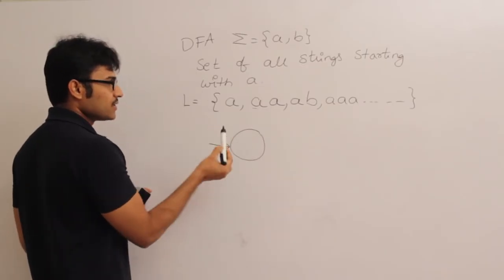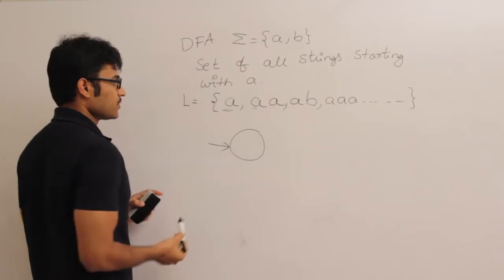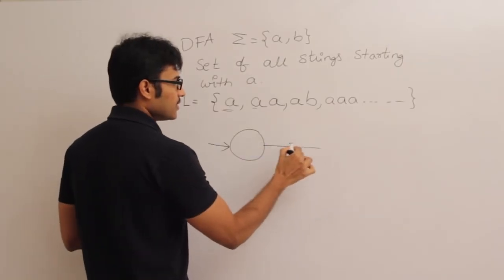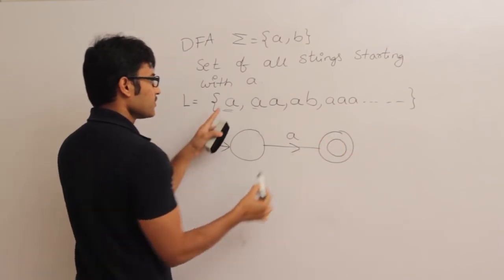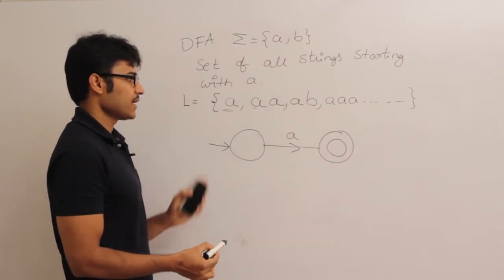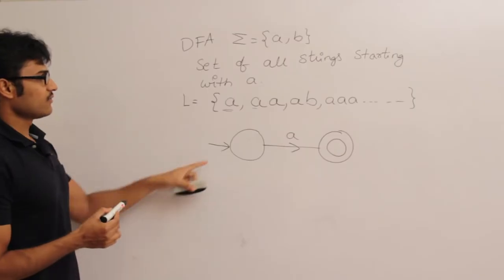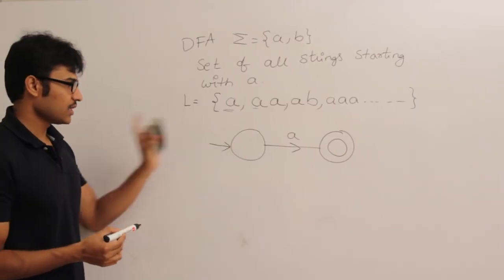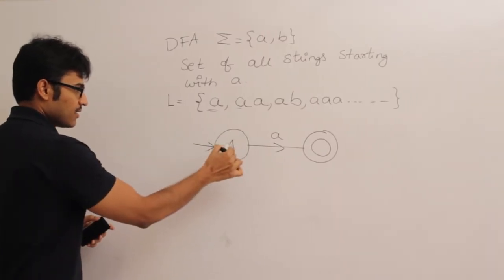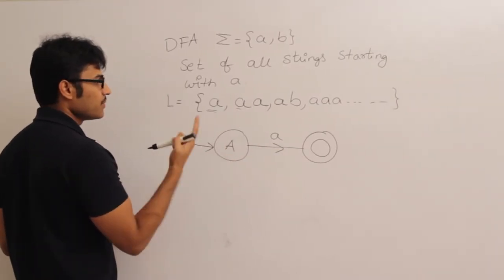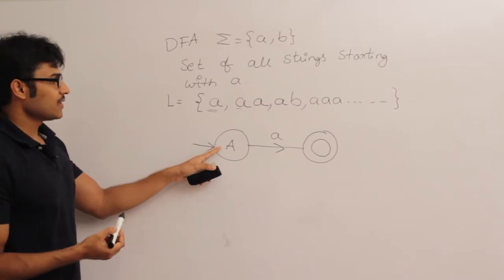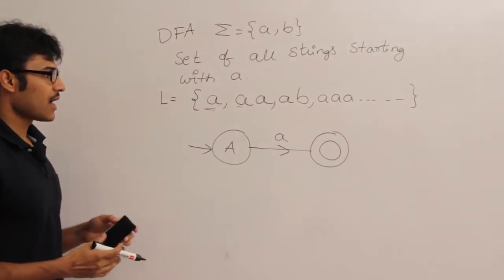Whenever the language is infinite, take the smallest possible string and give the skeleton. The skeleton has to accept the smallest possible string. The smallest possible string is a, and this is the skeleton which accepts a. Now decide if this is a DFA or not. This is not a DFA because at state A, we have shown what happens on a, but we didn't show what happens on b. So whenever I get a in the beginning, it is okay, I can accept it.